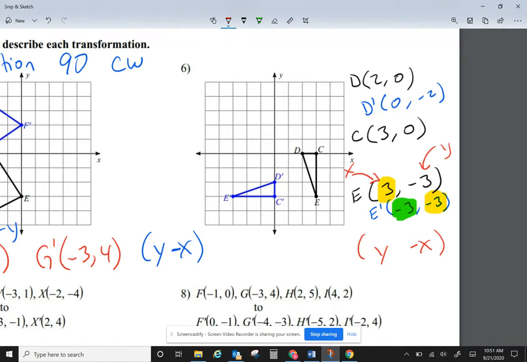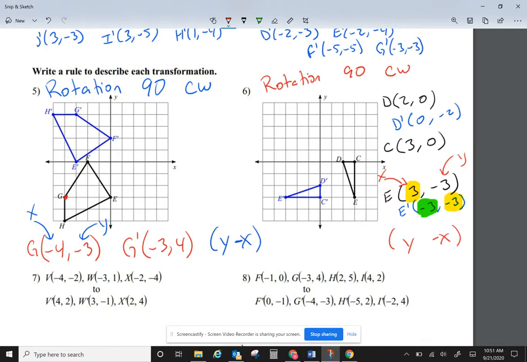Then I look for the rules on the top. Which one tells me that (x, y) becomes (y, -x)? And you will find out that it's rotation 90 clockwise. You probably could have seen it before, like, oh yeah, it was 90 degrees clockwise.